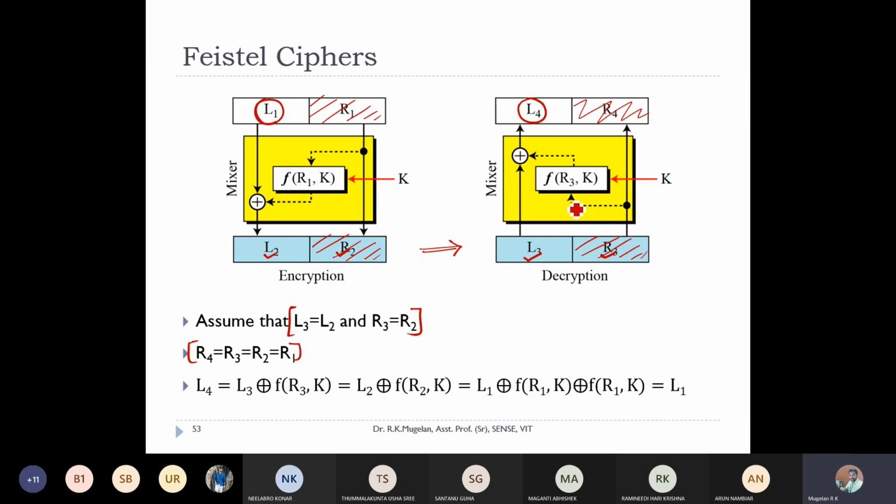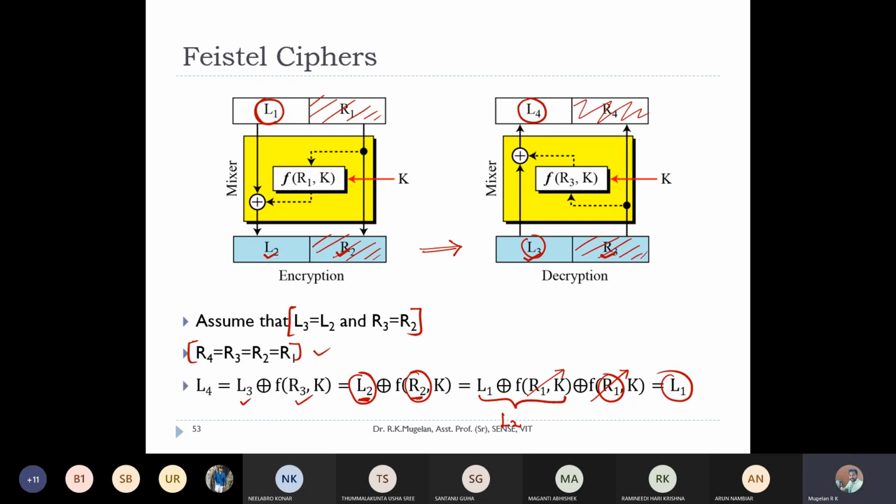So L4 can be written as L3 XOR with F of R3K, and we know that L3 is equal to L2. At the same time, R3 is equal to R2. And if you check how L2 is computed, L2 is computed as L1 XOR with F of R1K. This is your L2. Now this R2 is again changed to R1. We already saw that R4, R3, R2, R1 are the same. So at this point you can see both the functions are the same. I'm going to get my L1 back here.